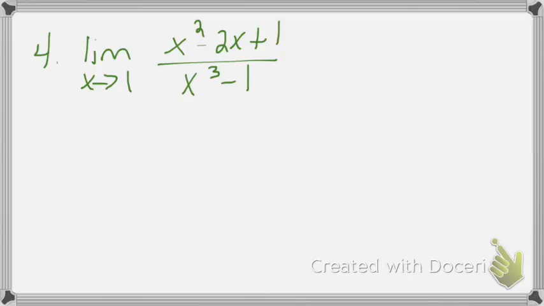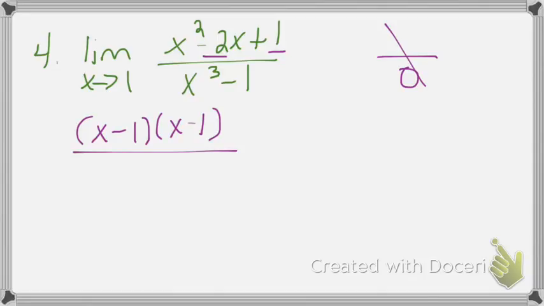Alright, I want to remind you how to factor the difference of two cubes, or the sum of two cubes. First of all, you would try to make sure if you could plug in the 1 on top and bottom. Well, if I plug in a 1 on the bottom, I get 0 on the bottom. That's the reason I can't just plug it in, so I'm going to try to factor it. The top, I'm looking for things that multiply to give me 1, that add to give me negative 2. So that must be x minus 1, x minus 1. But the bottom is the difference of two cubes.